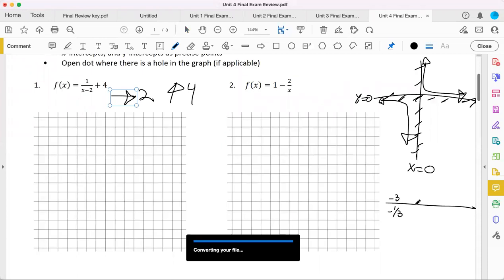When x is -3, it's -1/3. When x is -2, it's -1/2. -1, -1. 0, it's undefined. +1, +1/2, +1/3. So this, you're going up 1 for sure. It's going to flip, which means that you're going to have it in the top left, bottom right. And also there's a stretch factor of 2.